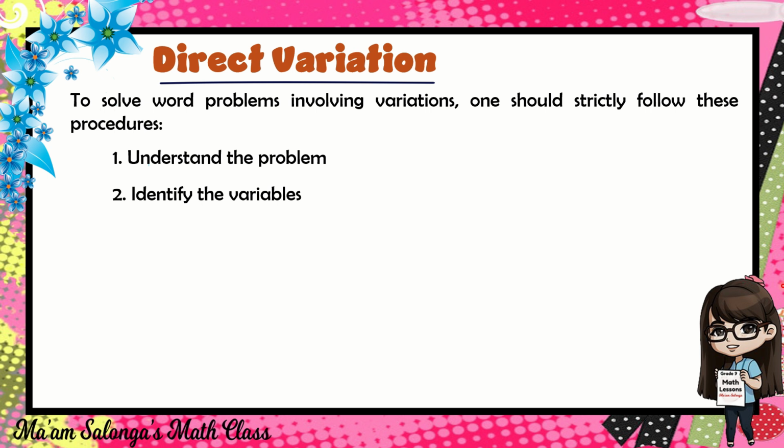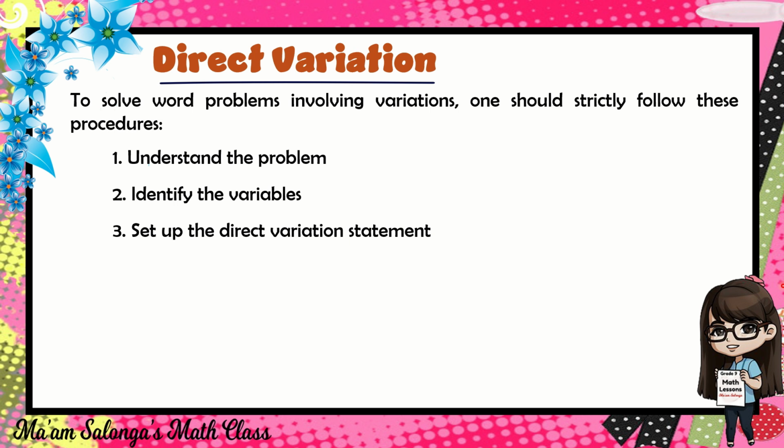Number 2, identify the variables. Assign variables to the quantities involved. Typically, the assigned variable follows the first letter of the quantities except for the variable k. It is a variable used for constant. Create a table to place the quantities because this will help you determine what needs to be found.